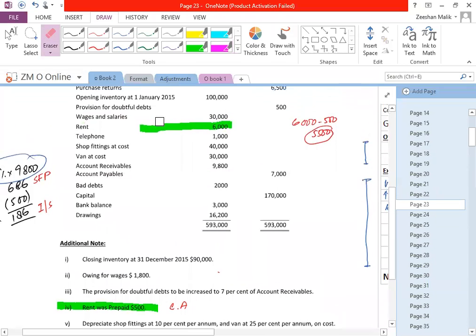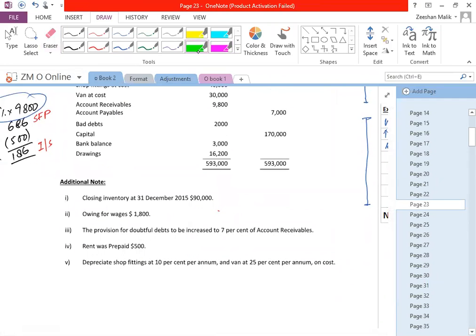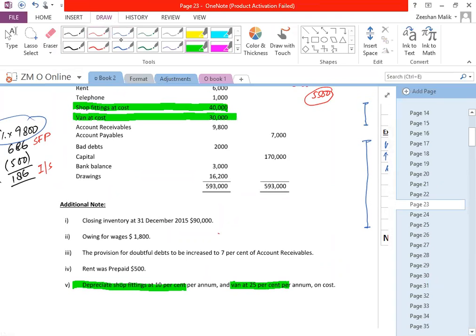We are moving towards the last adjustment, and that adjustment belongs to depreciation. It says you need to depreciate fittings by 10% and van 25%. So where we have van and fittings, sir, here we have the van and here we have the shop fittings. So what to do, sir? Apply 10%, become 4,000, apply 25%, it makes it 30,000 into 25% makes it 7,500.